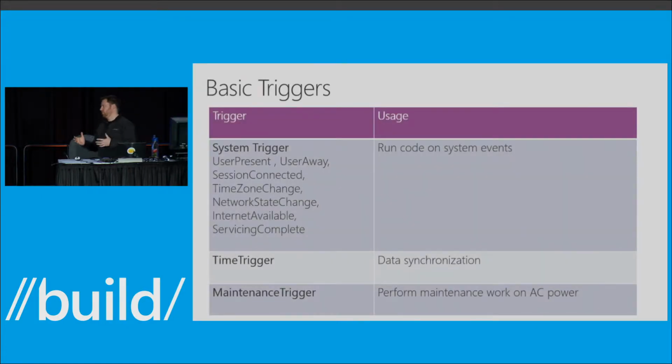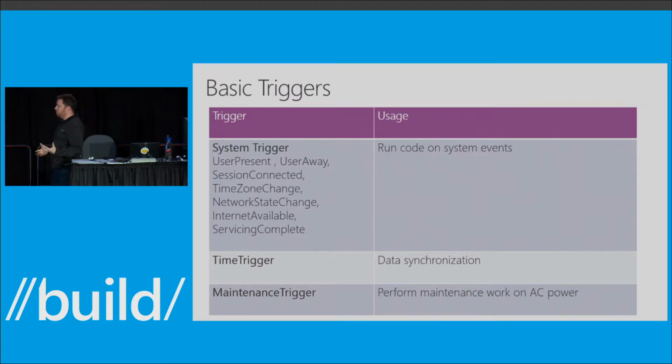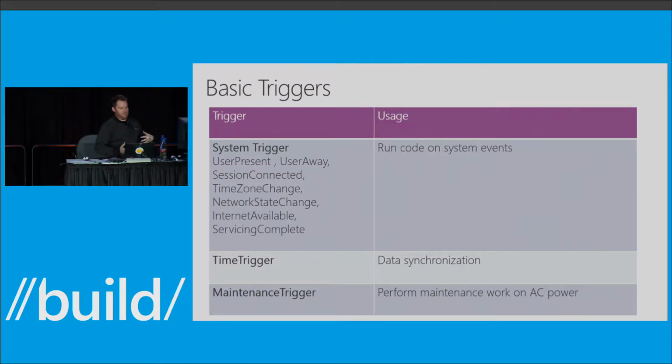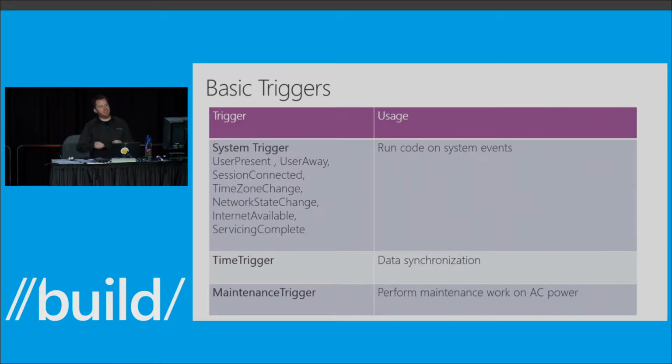So triggers. I'm going to talk here about some basic triggers first, and then a bunch of more advanced triggers later. These are the basic triggers. We brought these over from Windows. They're all available on Windows Phone. First of all, the system trigger, which has a bunch of trigger types underneath it. User present and user away will fire when the device becomes active or inactive.